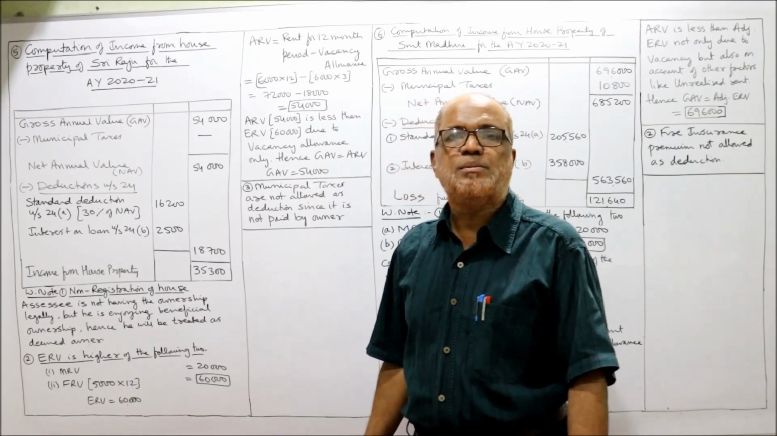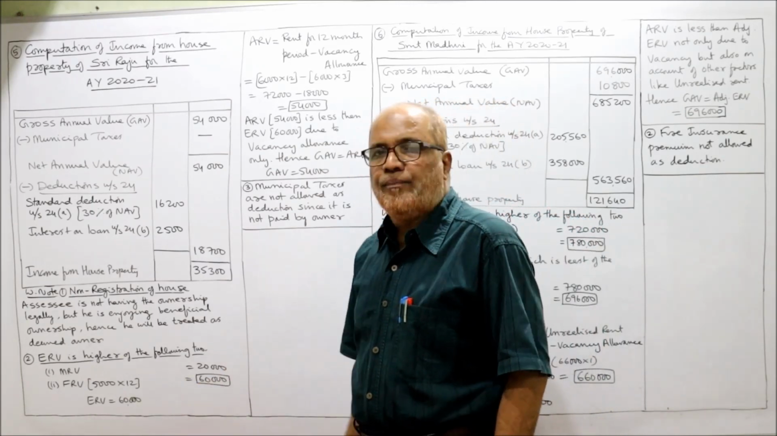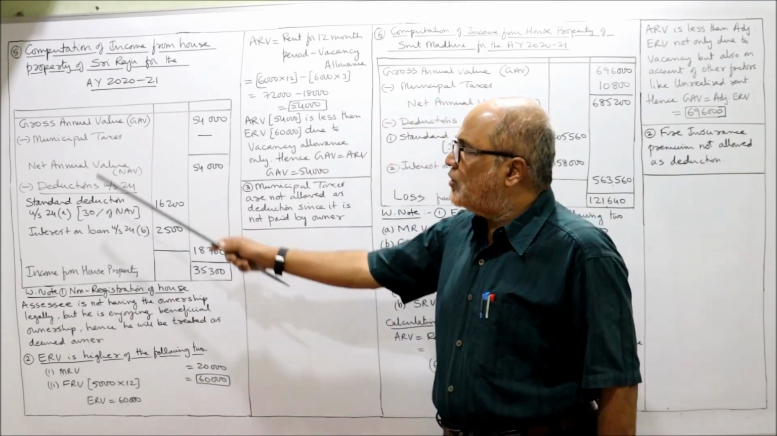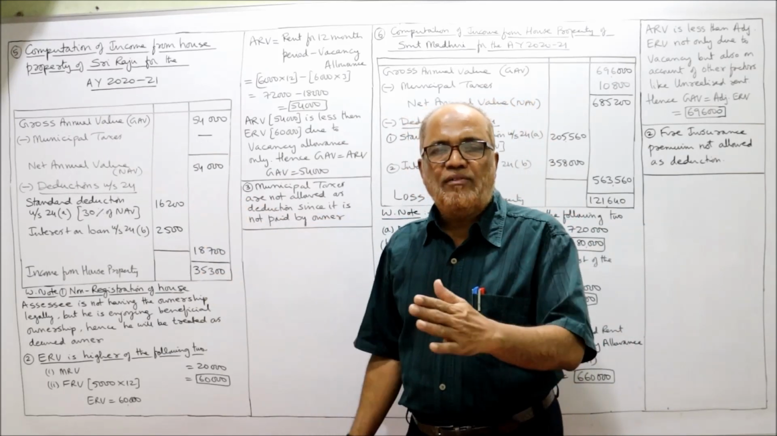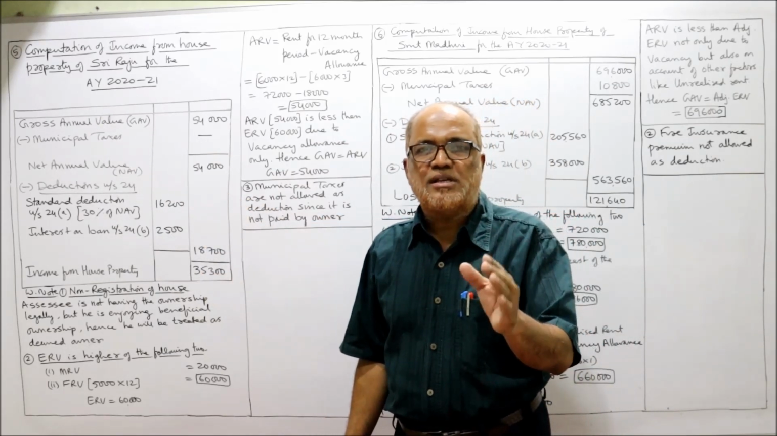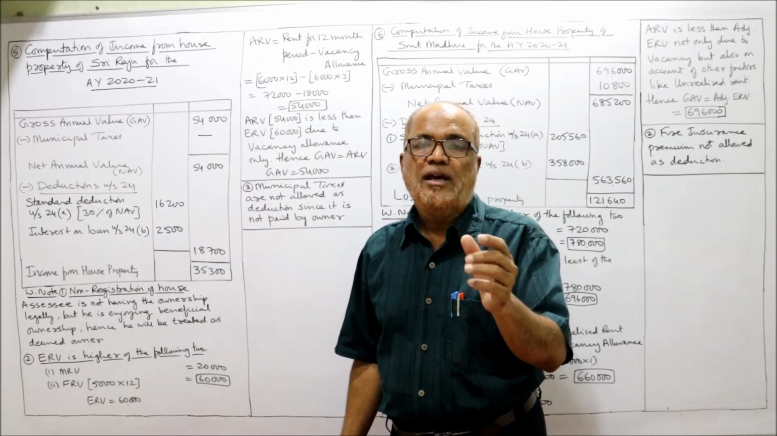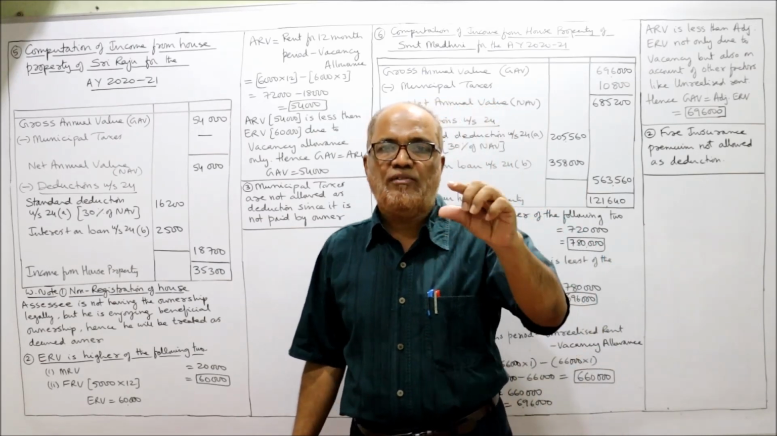Even the registration is pending. Now ERV. The main complication is you have to calculate the GAV. So GAV will be calculated under different circumstances and some new points are there. In the previous problem I told you GAV will be calculated.